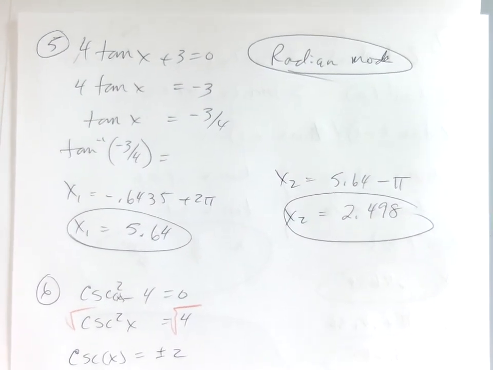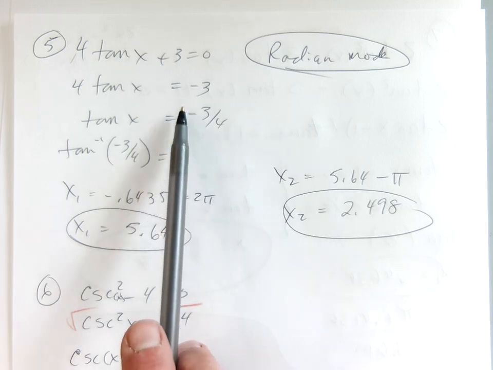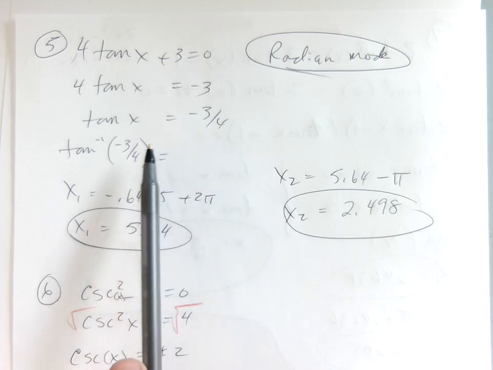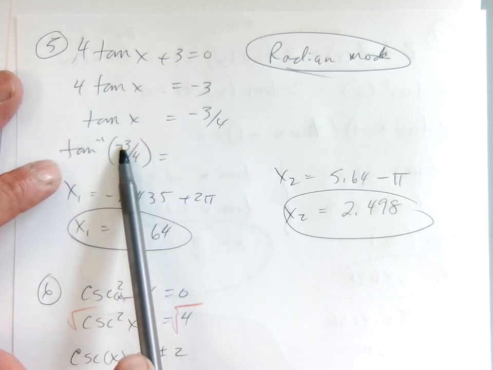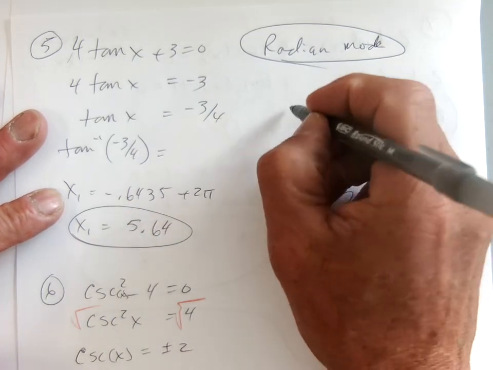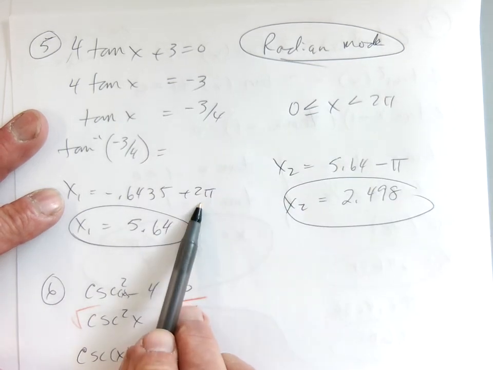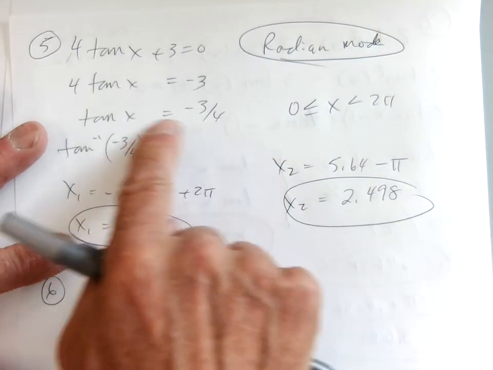My page 2. Okay, number 5 is solving in radian mode, and so I'm just going to solve it. -3 divided by 4. Tangent inverse, I use my calculator. Tangent inverse of -3/4 gives me a negative angle. I am between 0 and 2π, so I add 2π to it to make it positive, spin it all the way around.